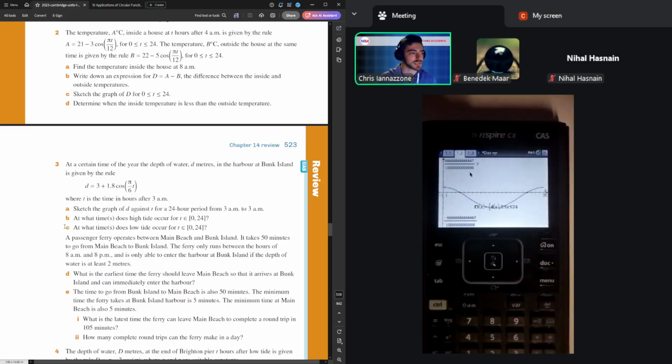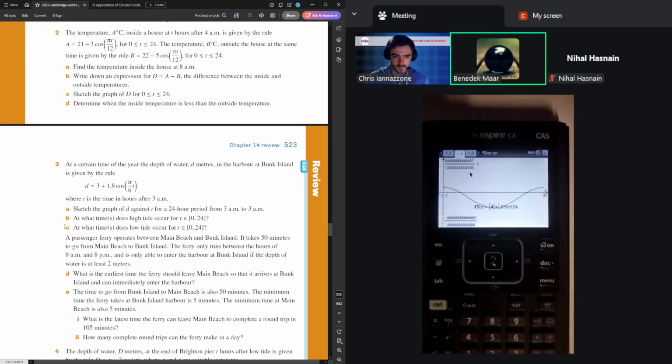Another way of thinking about it would be to say, determine when the inside temperature is a smaller number than the outside temperature. That might seem like a stupid little distinction to make, but rephrasing it that way might help you use previous information.